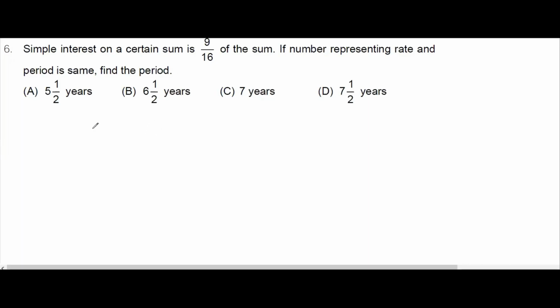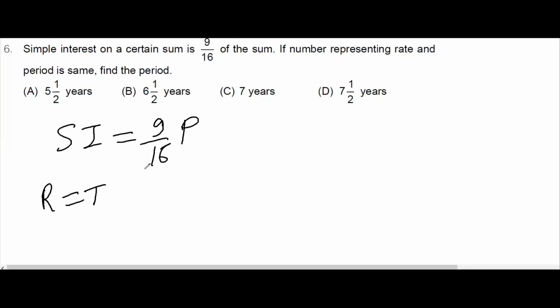Simple interest on a certain sum is 9 by 16 of the sum. It means simple interest is 9 by 16 of the sum. If the number representing rate and period is the same, it means R is equal to T. Then find the period. So we're going to apply the formula PRT upon 100. R and T are the same, so I will write T square because it is the same. PRT upon 100. Now this P and this P are cancelled.